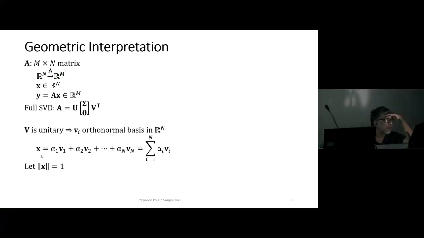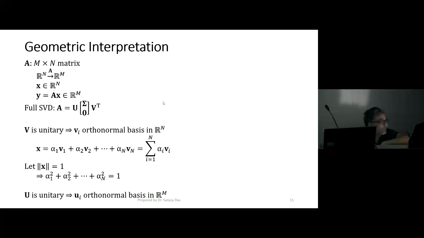Okay, now we'll assume that the L2 norm or the length of x is 1. So let's say x is a unit vector. Okay, so in n dimensions, x will lie on a unit sphere. Whence alpha 1 squared plus alpha 2 squared until alpha n squared should be equal to 1. Correct? Let's remember all this.